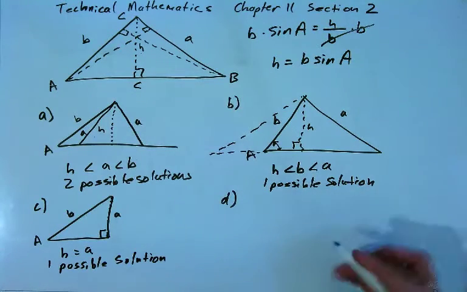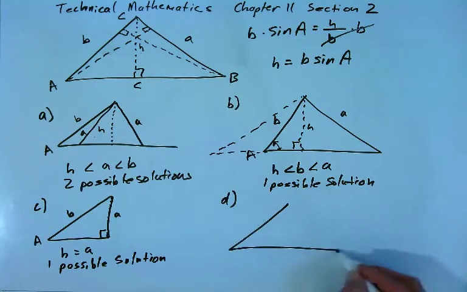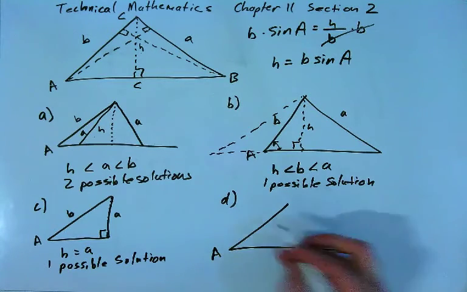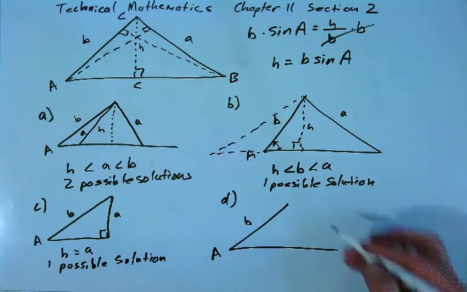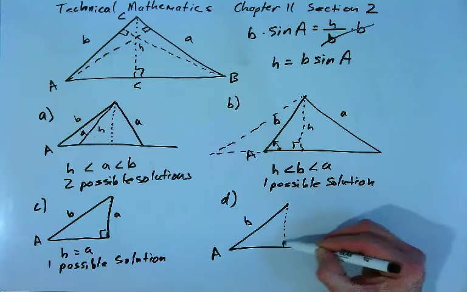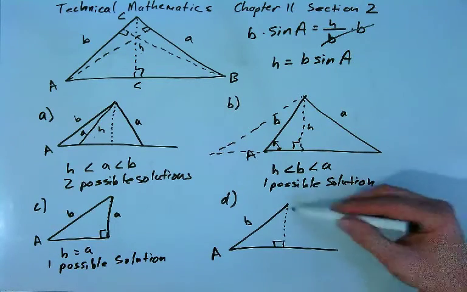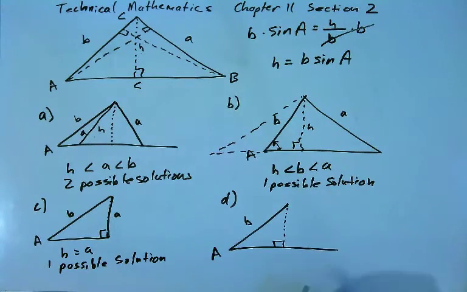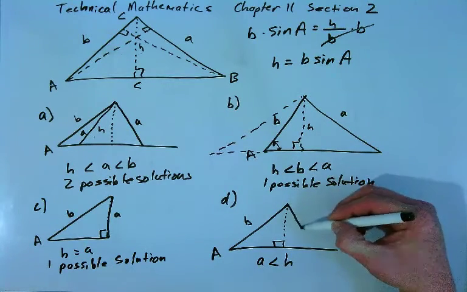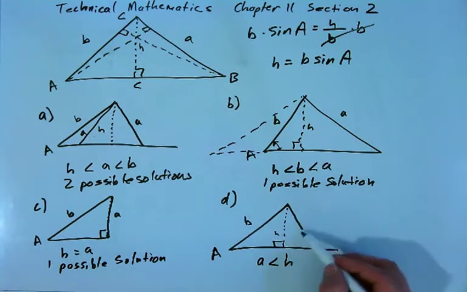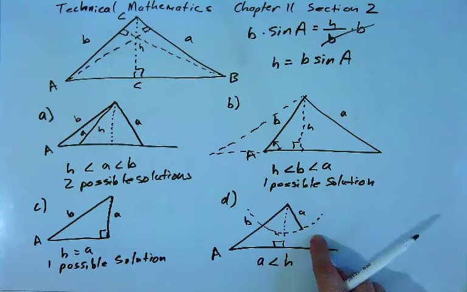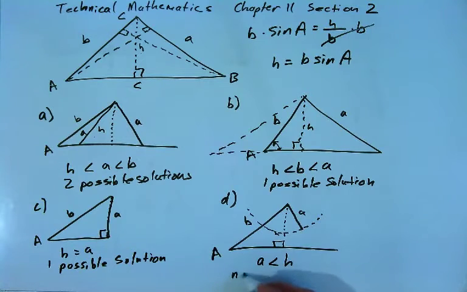Okay, and the fourth possibility is that we have a triangle. Rather, I should say that we're given angle A, we're given the length of side B, and we draw the height, which is perpendicular, and we're trying to determine where side A is. If we find that A is less than H, if A is smaller than the height, right, where this is the height, if A is smaller than the height, there's no possible solutions because a triangle cannot be formed. So if A is less than H, no solutions.